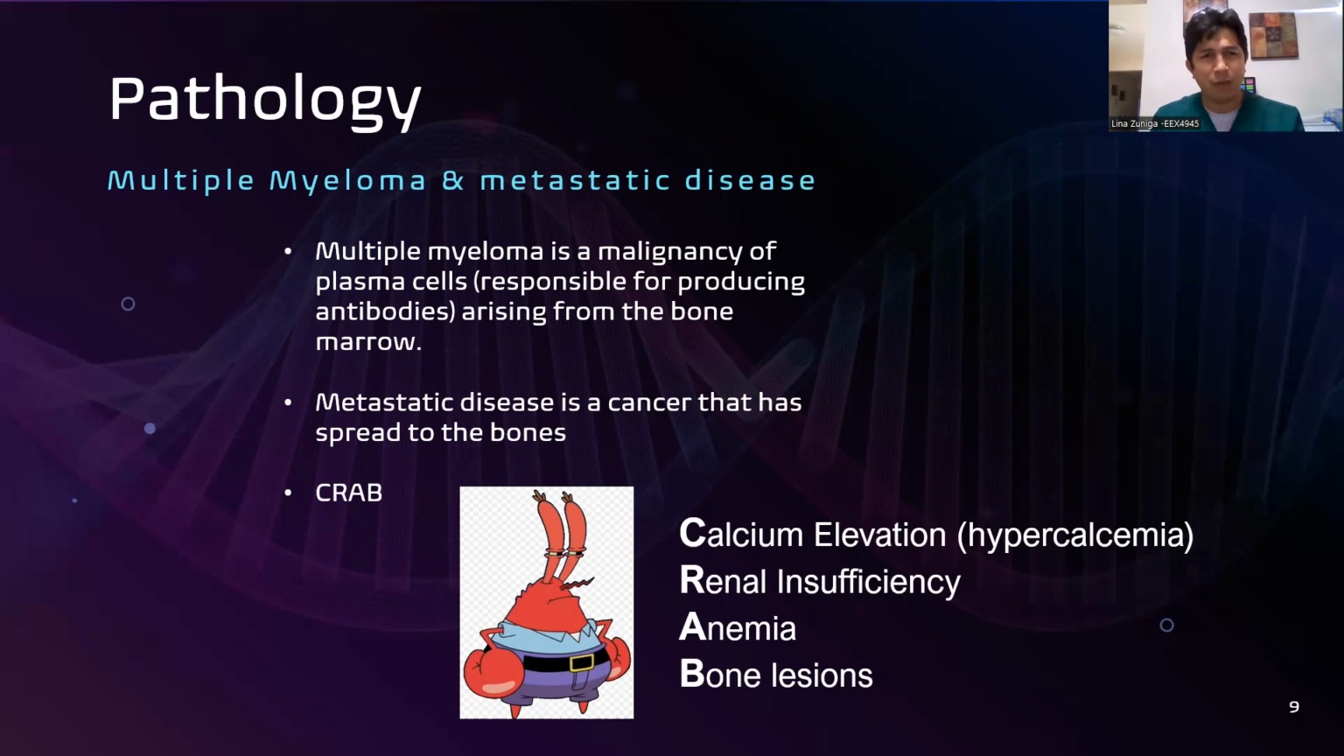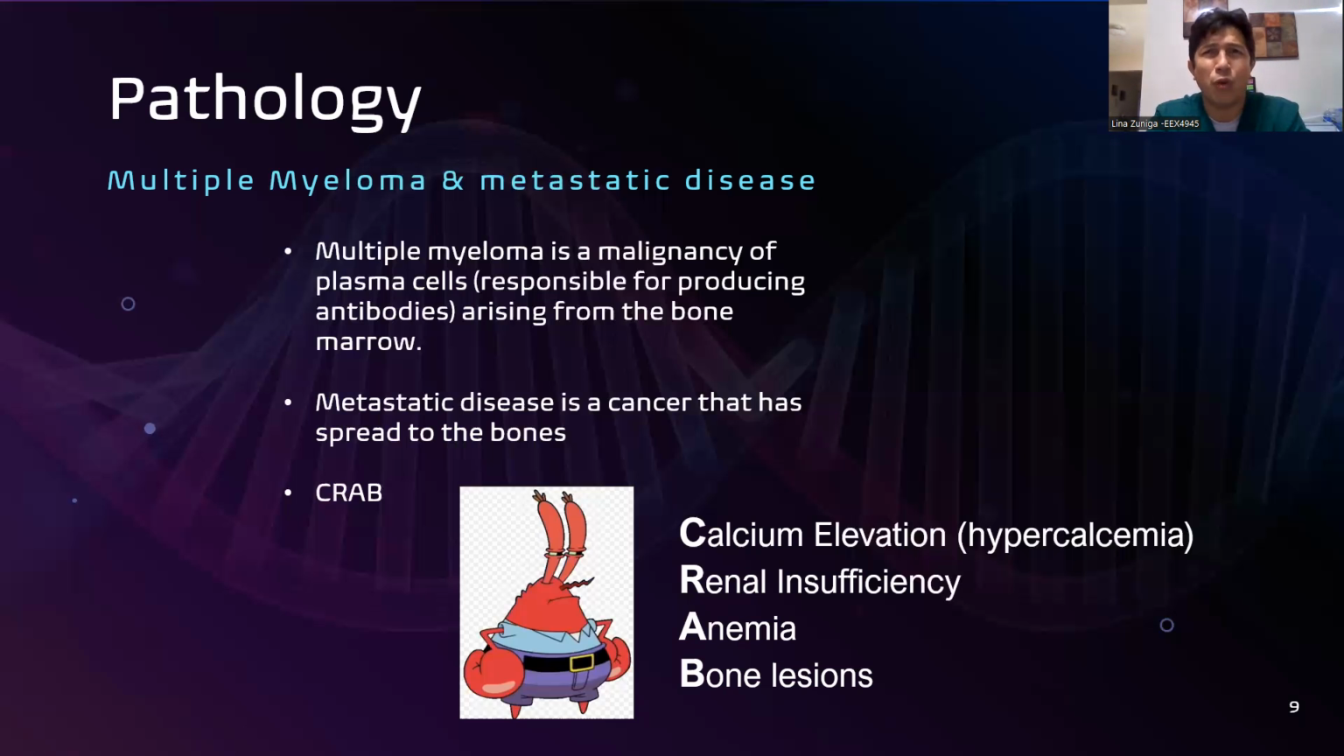And the symptoms can be easily remembered by the word CRAB. You see here, Mr. Crab. What they stand for is calcium elevation or hypercalcemia, renal insufficiency, anemia, and bone lesions. So those are the basic symptoms for the myeloma.